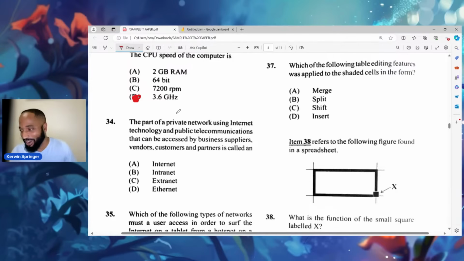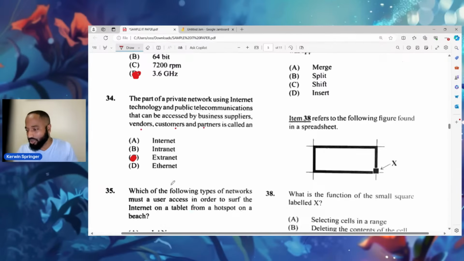The parts of a private network using internet technology and public telecommunications that can be accessed by business suppliers, vendors, customers, and partners is called. It's a private network, so it's not the internet. It can be accessed by all these other things, including the vendors and customers and partners. Let's call it the extranet.